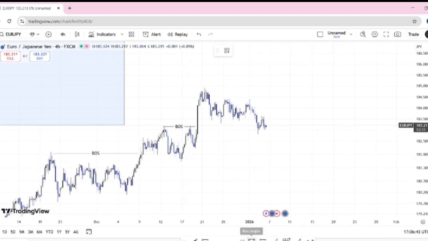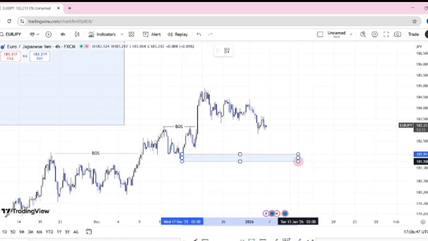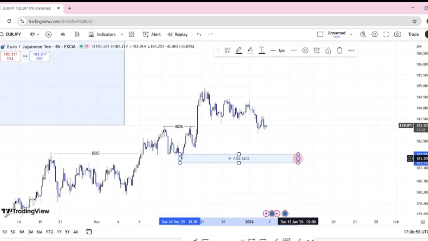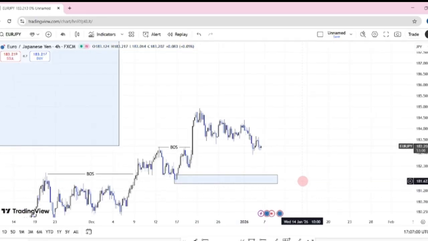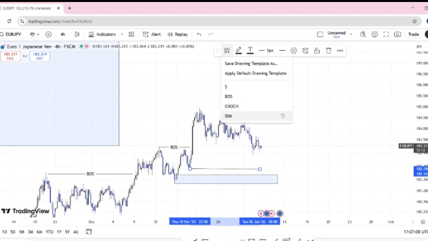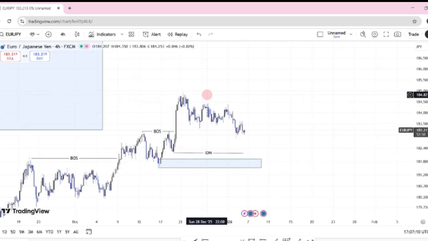Let me mark this with my box. Okay, so we have this here. All right, so this is what we have on the 4 hours. Clean price action. This is so clean. And you have your inducement at this level here. This is your inducement. This chart doesn't even need much explanation any further. This is so clean.